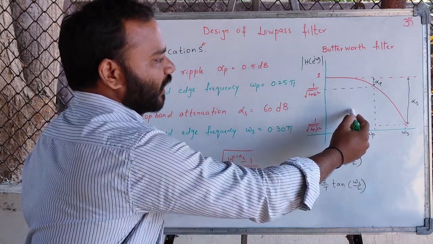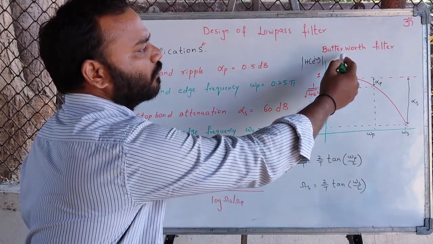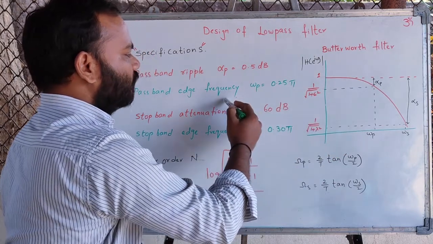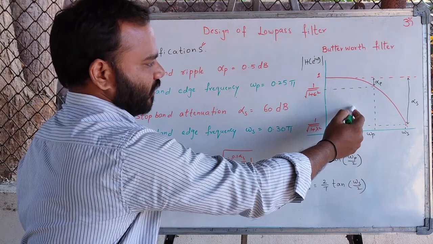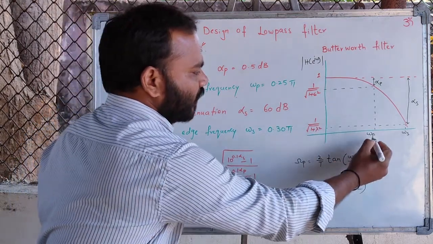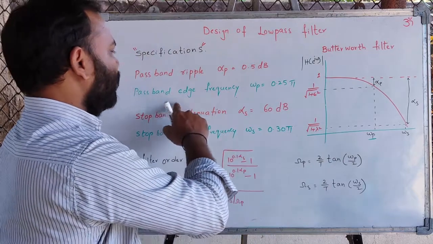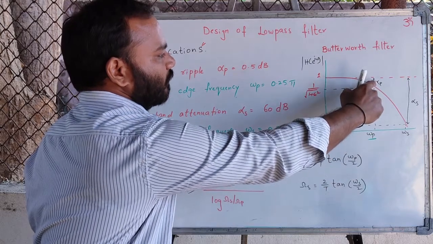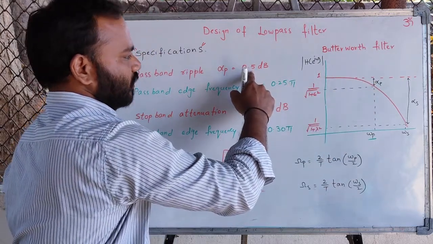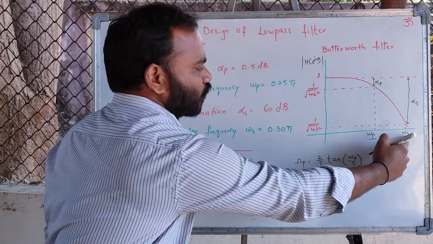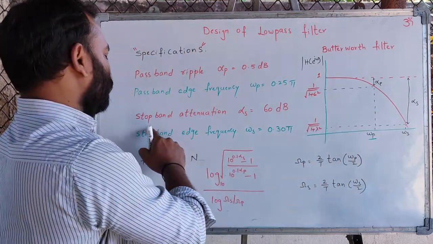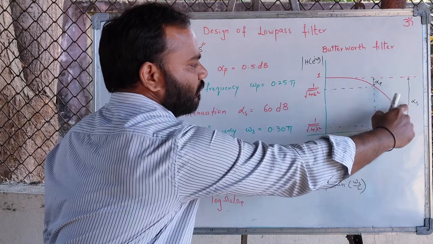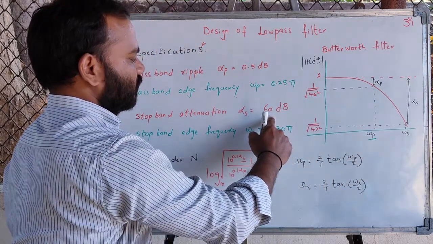Now, the magnitude characteristics of the Butterworth low pass filter is shown here. So I'll map these specifications onto this magnitude characteristics. The passband edge frequency omega p is 0.25 pi. At this frequency, the passband ripple is 0.5 decibels. Next is the stop band edge frequency, which is 0.3 pi. At this frequency, the maximum attenuation is 60 decibels.